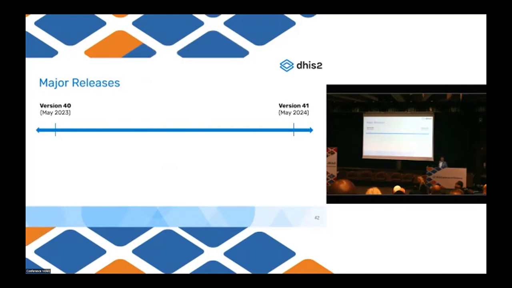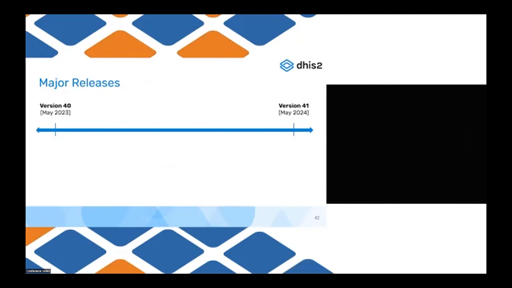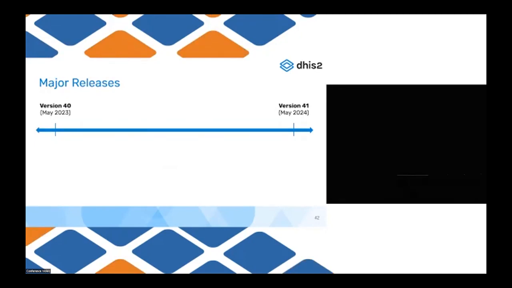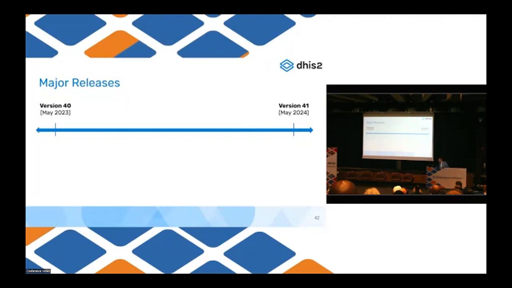thing that we're doing. But in order to focus on a few key things, namely quality, design and extensibility, and really make sure that the core is stable and a solid foundation for innovation and for use in countries. The next version, version 41, will be out in 1 year, so in May of 2024. But that doesn't mean we're going to be doing nothing between now and May of 2024.